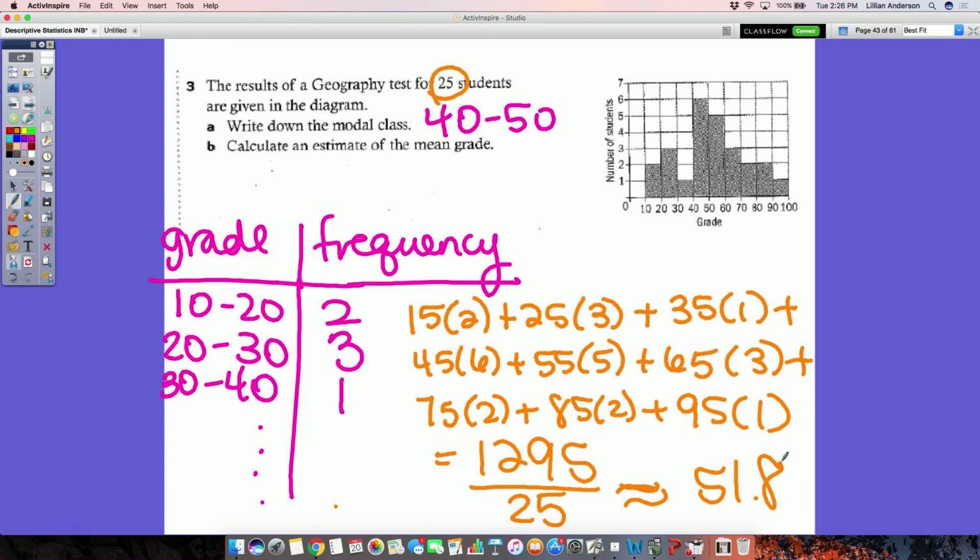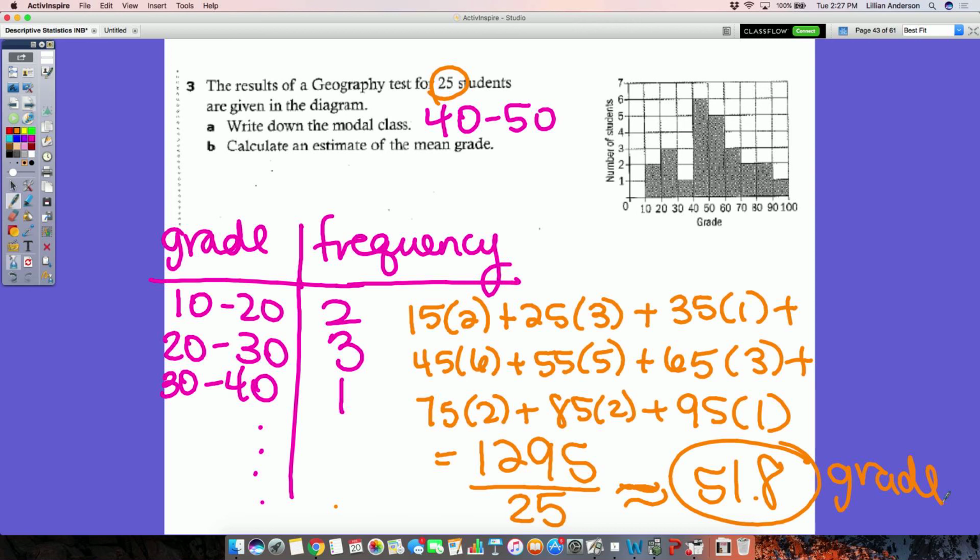51.8. Can't really say grade because that makes no sense. No, it's not a percentage. I guess at that point you would write a sentence to say the mean grade would be about 51.8. You really can't say grade points, because we don't know if it's a percentage or not, so it could just be points. But then there you go.